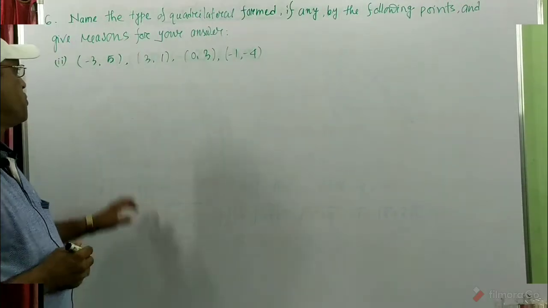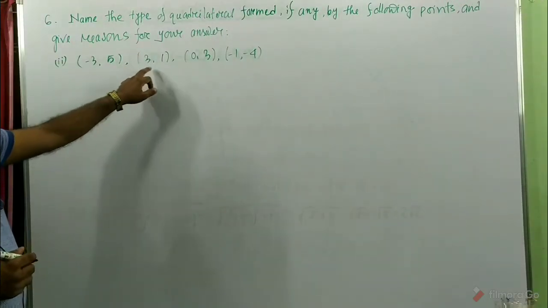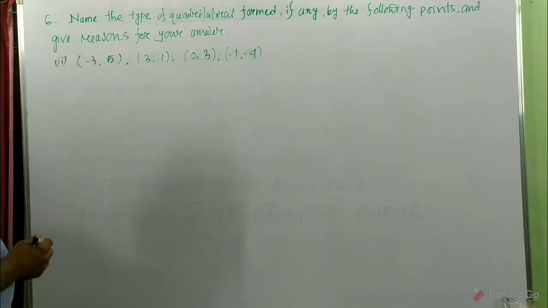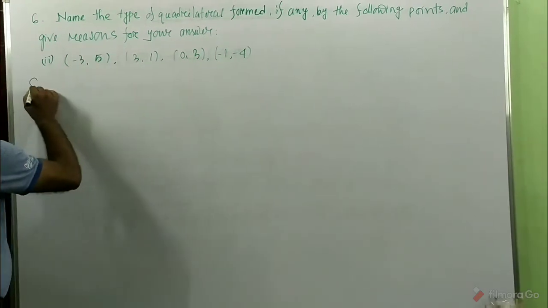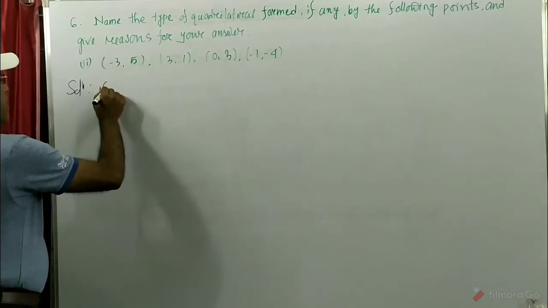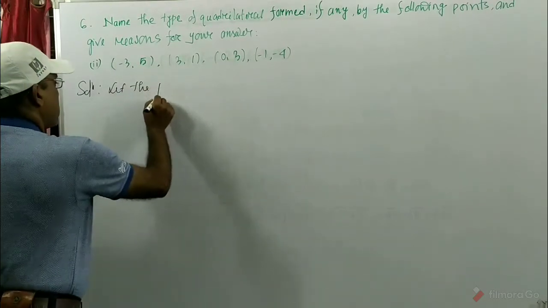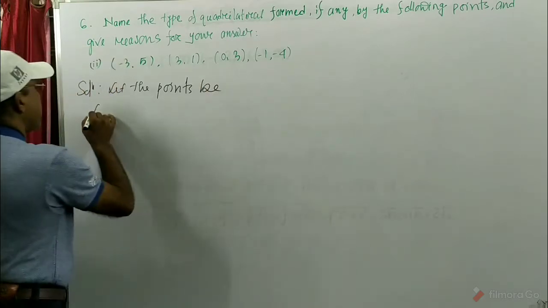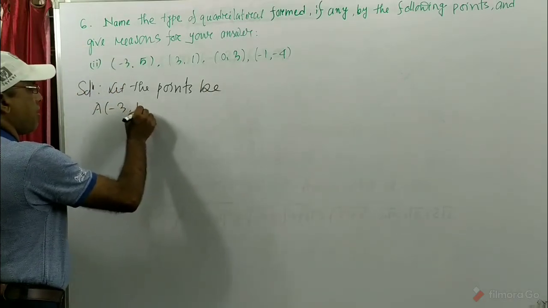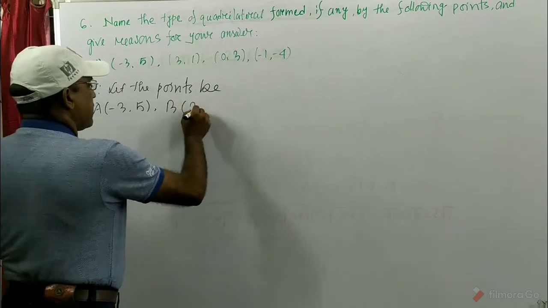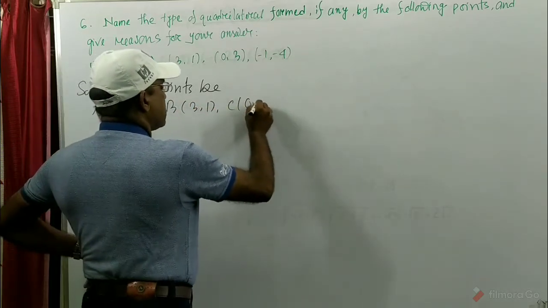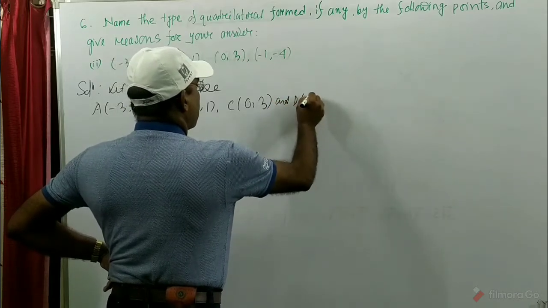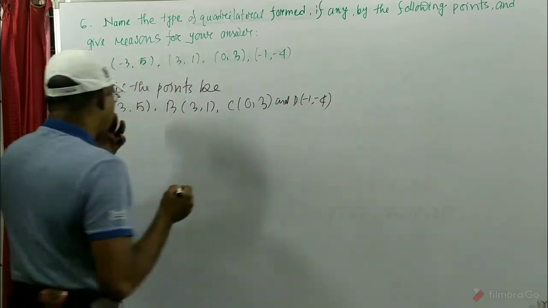Now we consider number 2: (minus 3, 5), (3, 1), (0, 3), (minus 1, minus 4). Now what type of quadrilateral is it, we want to examine. Solution. Let the points be A(-3, 5), B(3, 1), C(0, 3) and D(-1, -4).